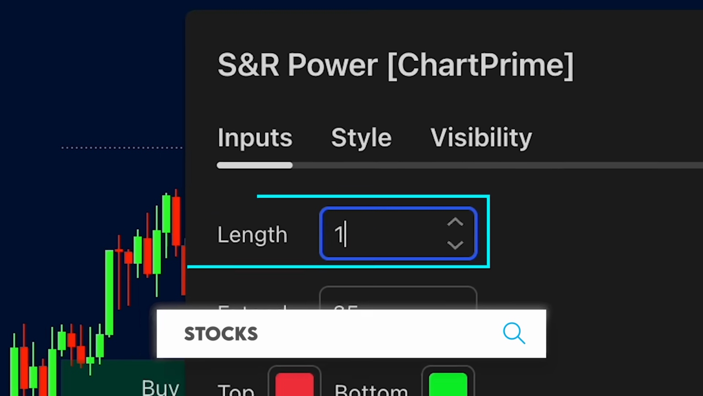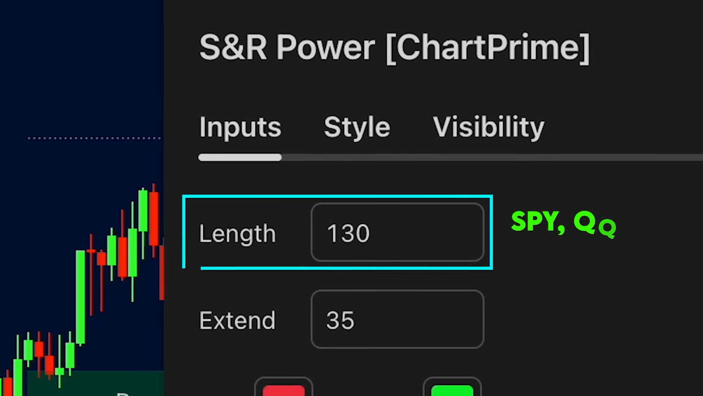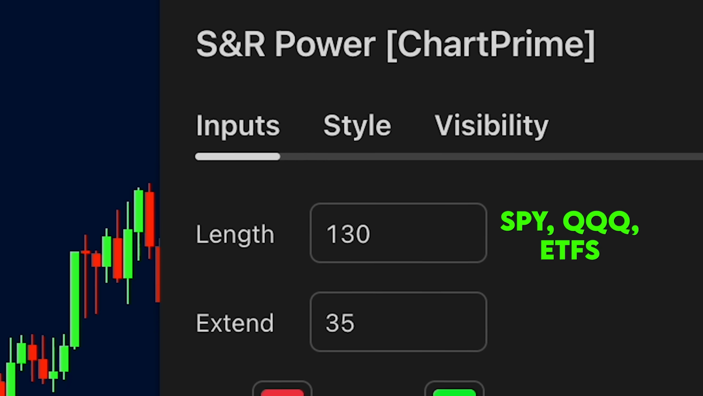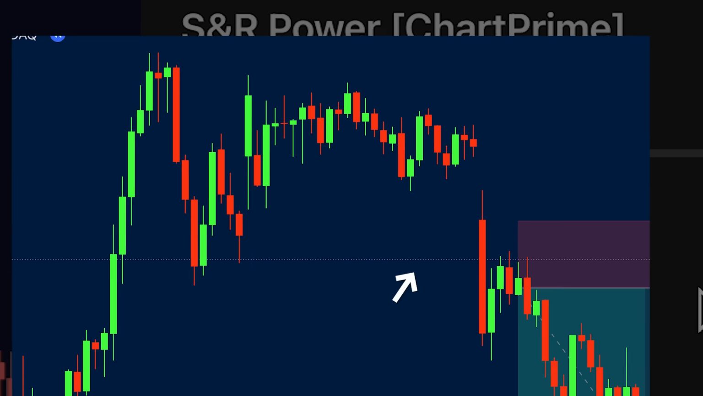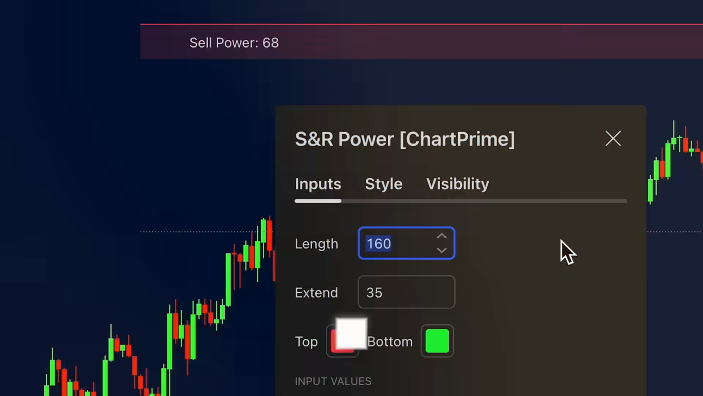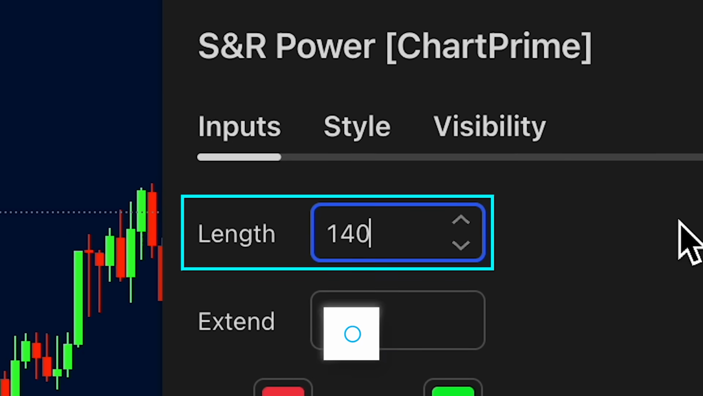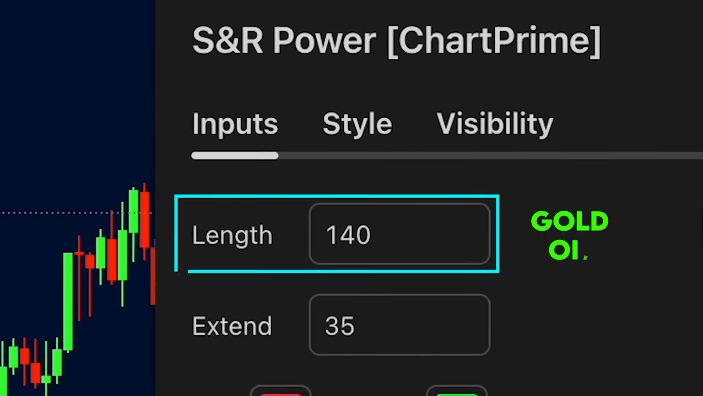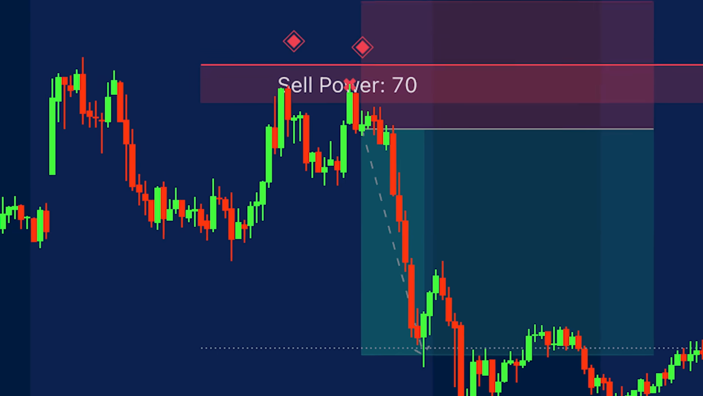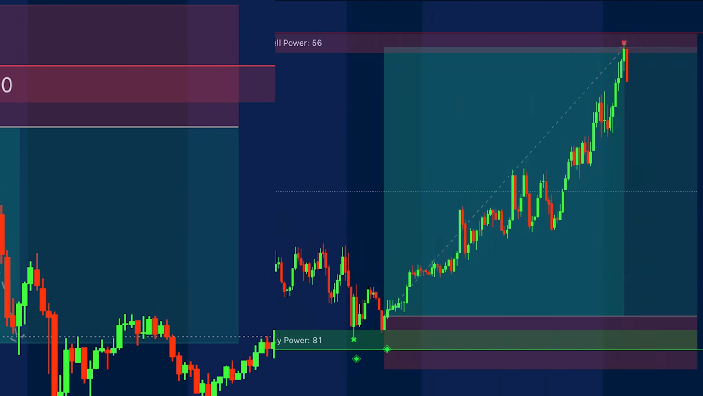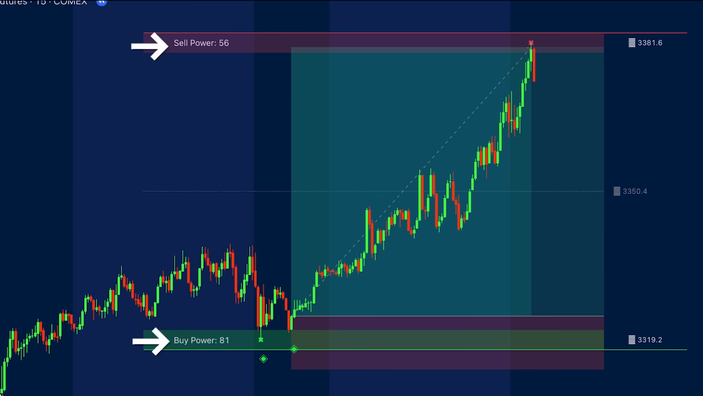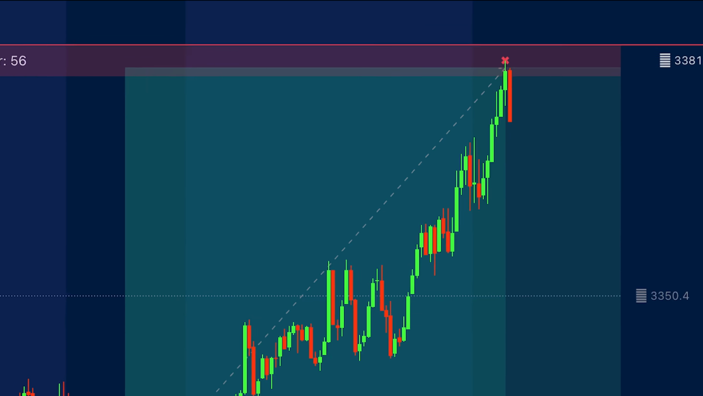For stocks, keep length at 130 to 140 for SPY, QQQ, and broad market ETFs. Focus on the midline strategy during regular market hours when institutional volume is highest. For futures, use length 140 to 160 for commodities like gold and oil, because futures have natural institutional flow cycles, so longer periods capture accumulation zones. Pay special attention to power divergences during major economic announcements when institutional repositioning occurs.